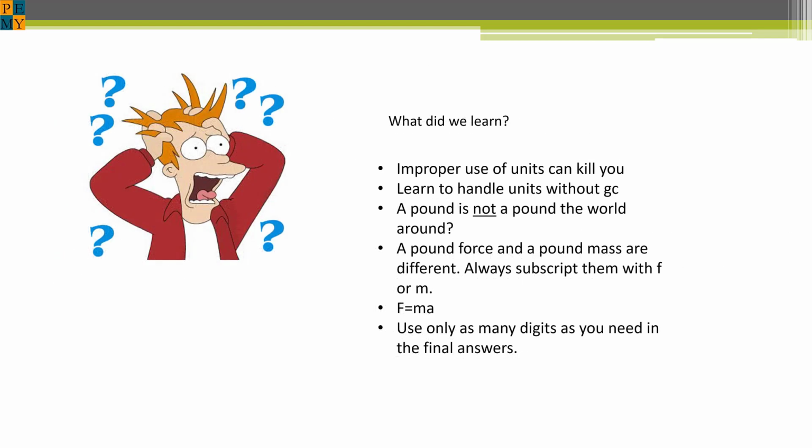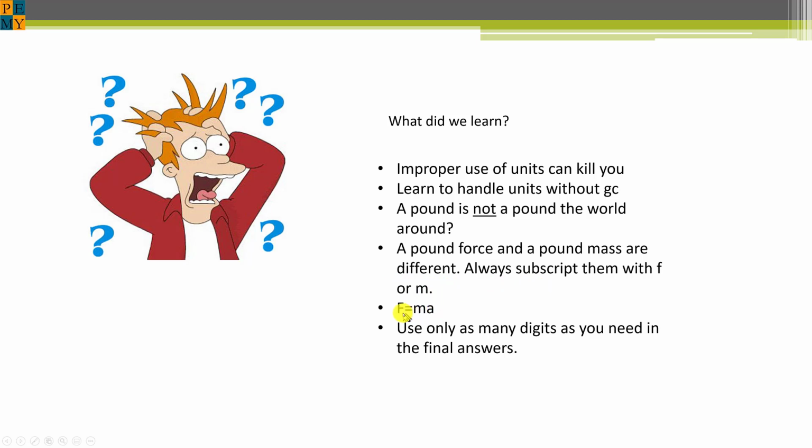So what have we learned in Unit 1? Improper use of units can hurt you. We've learned that you don't really need to rely on G sub C because it's fraught with the potential for error and it doesn't use your intuition. The pound is not a pound the world around. They're different things depending on whether it's mass or force. One thing that should be done by practicing engineers is to always subscript the pound with the symbol F for force or M for mass.